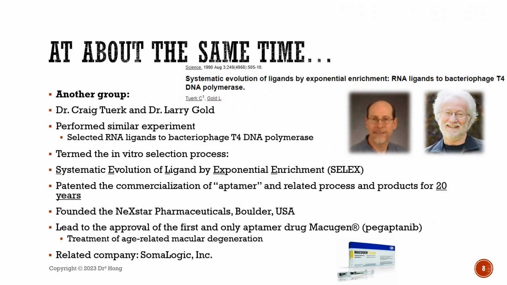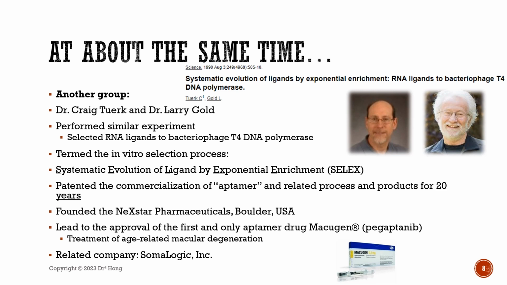Great science always happened at about the same time. Now remember, Dr. Ellington and Dr. Szostak published their work in the journal Nature in 1990, and right about the same time, two other scientists published a very similar work in the journal Science, also in 1990. Now they are Dr. Turk and Dr. Larry Gold. They're another group of scientists who conducted a very similar experiment to isolate RNA ligands.